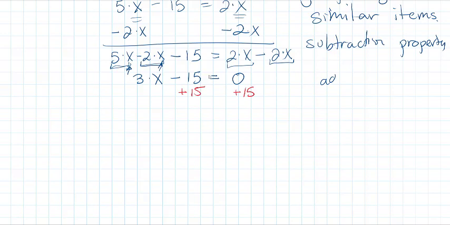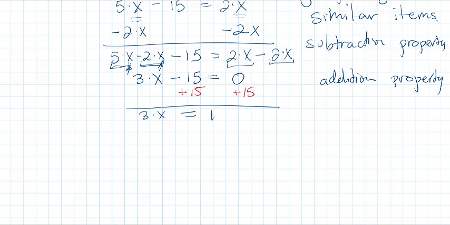So addition property. We've added the same number to both sides. So even when we have 0 on one side, if we are going to add something to one side, we have to add the same number to the other. So now we have 3 times x minus 15 plus 15. They cancel, right? equals 15. 0 plus 15 is just positive 15.